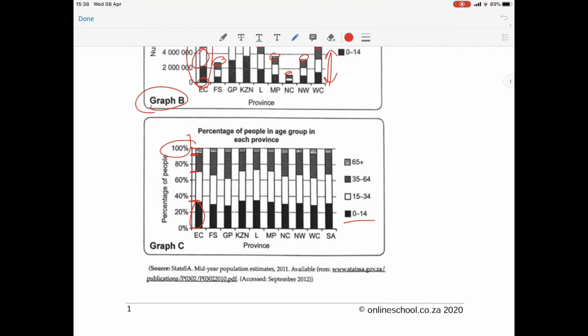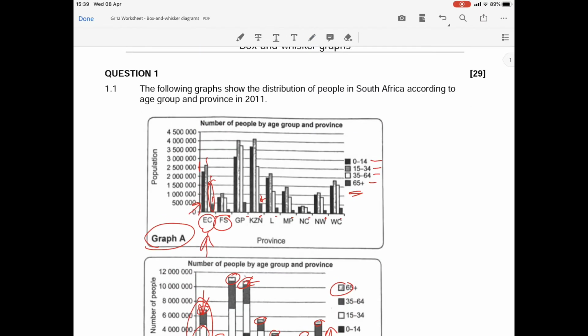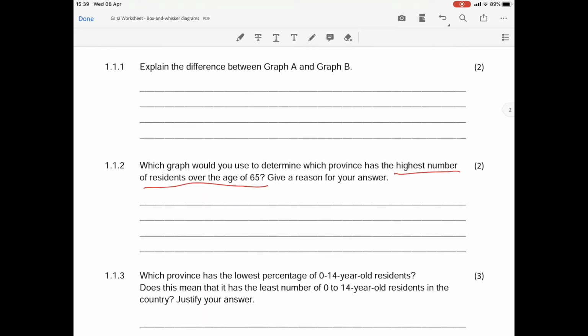Then let's have a look at graph C. Over here, once again, this is going to tell you which province has the highest percentage of people who are 65 and over. If you look at each of these little tips at the top of each column, that is going to tell you which has got the largest percentage of pensioners, but it's not going to tell you which has got the largest number as per the question. We need to find out which has got the highest number of residents. So your answer is going to be that it's graph A, as we just saw, and for the simple reason is that it's easier to read off that graph.